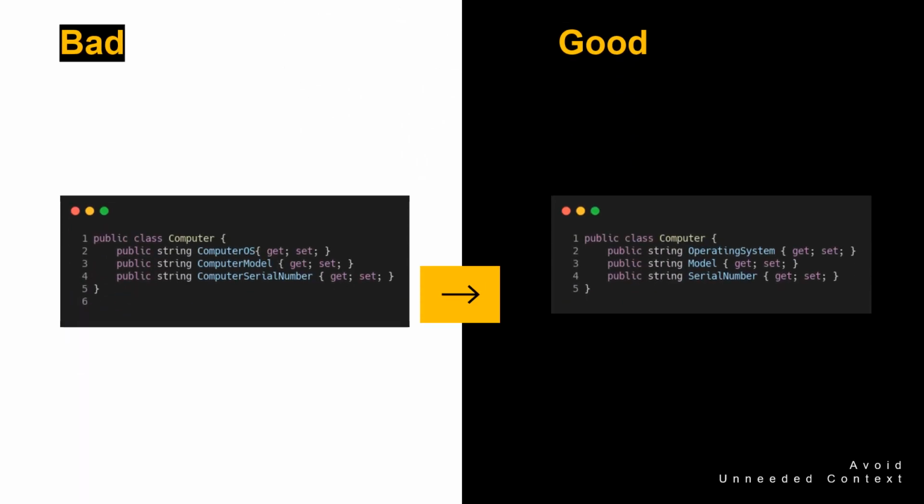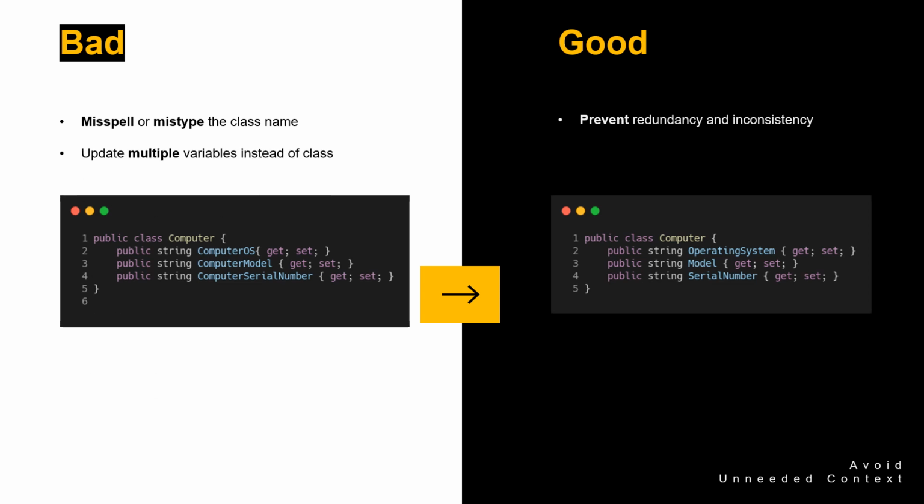In addition to making the code more readable and easy to understand, avoiding unnecessary context in your variable names can also help to prevent redundancy and inconsistency in your codebase. For example, if you include the class name in each of your properties, it becomes easy to misspell or mistake the class name, which can lead to confusing and hard-to-debug errors. Additionally, using unnecessary context in your variable names can make it more difficult to refactor your code or make changes later on, as you may need to update multiple variable names instead of just the class name.